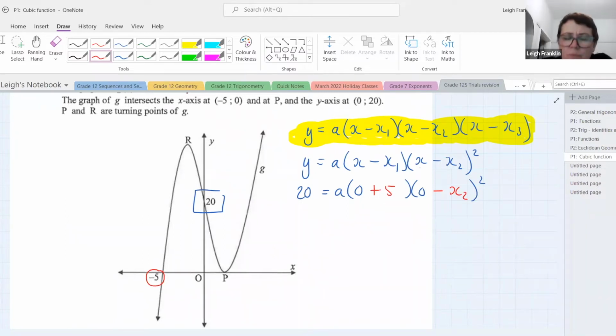Hang on a second. That is not what that is. Am I just being silly here?